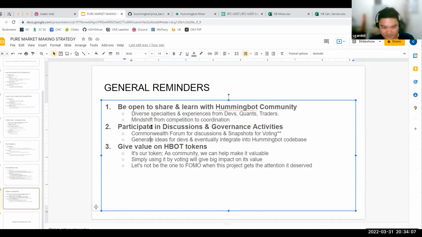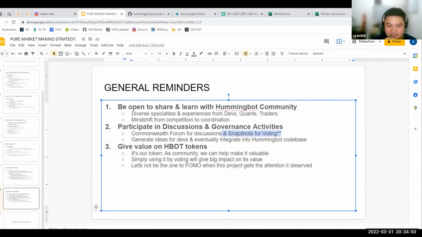And then the second one is to participate in discussions and governance voting activities. So we have the Commonwealth Forum and Snapshot for voting. We encourage everyone to really make use of these two because this is the only way that we can improve the Hummingbot code base. And then the third is like Darsky's reminder about giving value to our HBOT tokens, because as a community, we can help make it valuable in the sense that we can simply use it by voting in these governance activities.